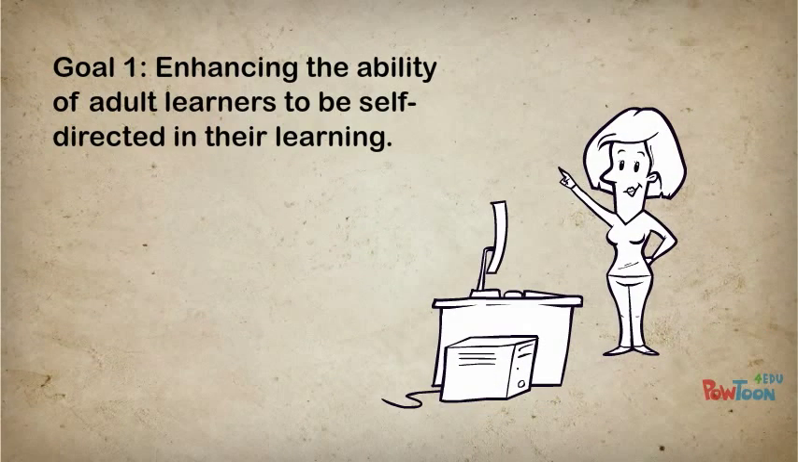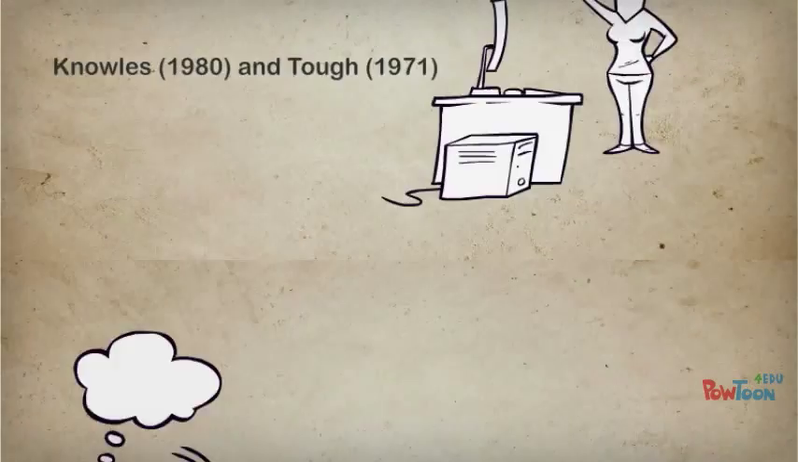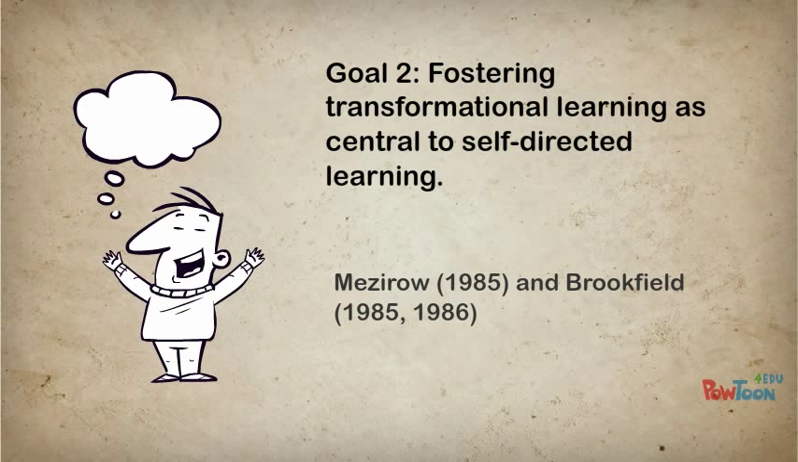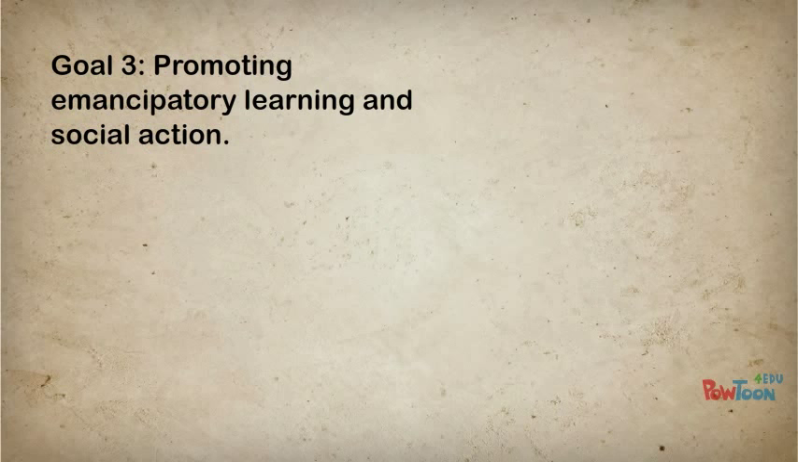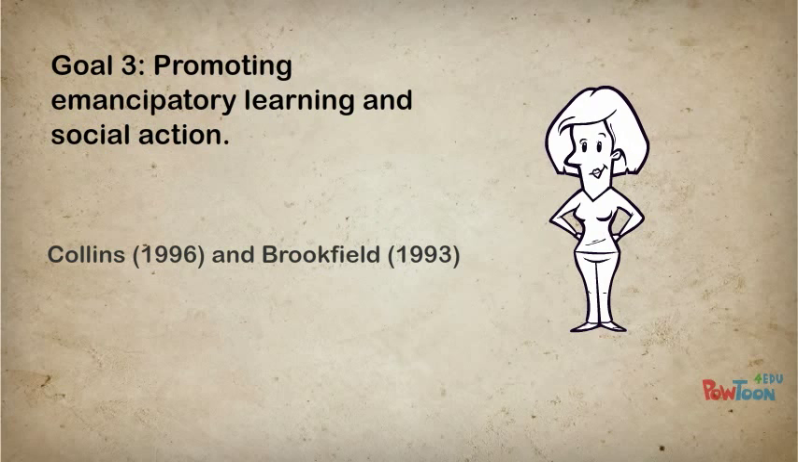Goal 1, enhancing the ability of adult learners to be self-directed in their learning, came primarily from the work of Knowles, 1980, and Tough, 1971. Goal 2, fostering transformational learning as central to self-directed learning, is found primarily in the work of Mezirow, 1985, and Brookfield, 1985 and 1986. Goal 3, promoting emancipatory learning and social action, is primarily found in the work of Collins, 1996, and Brookfield, 1993.